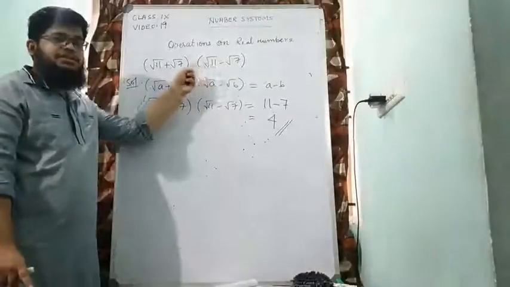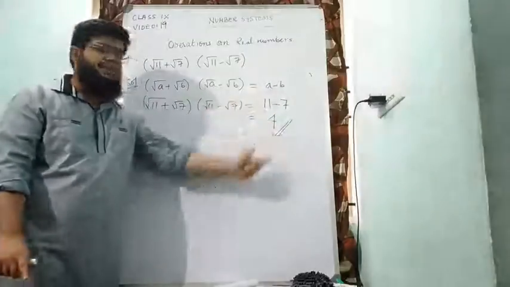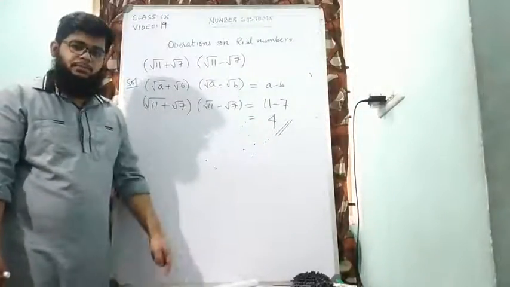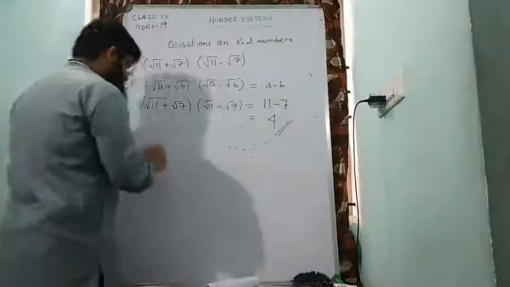Look at the question, see which identity you should use. Use the identity, simplify it, and then get the final answer. This is a very, very simple problem. Based on the same concept, try to do this question as homework.